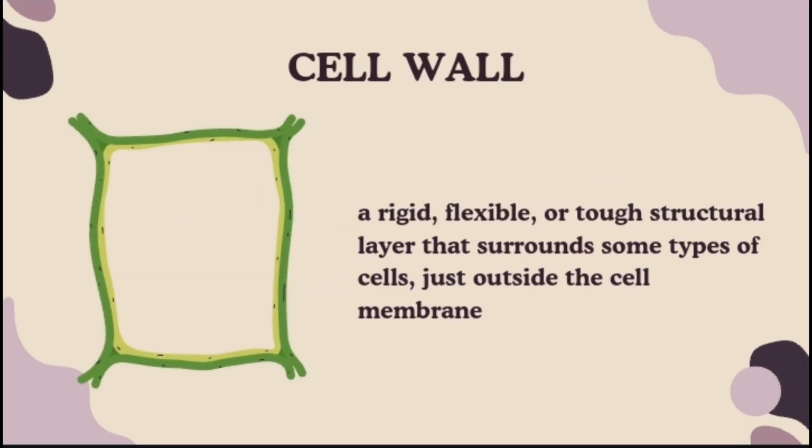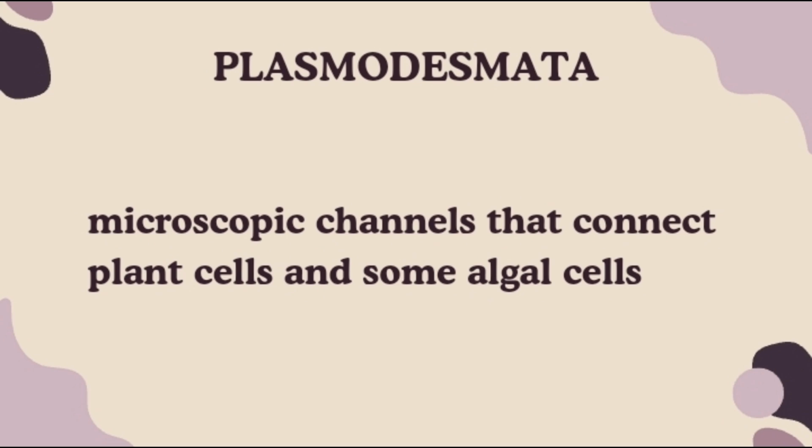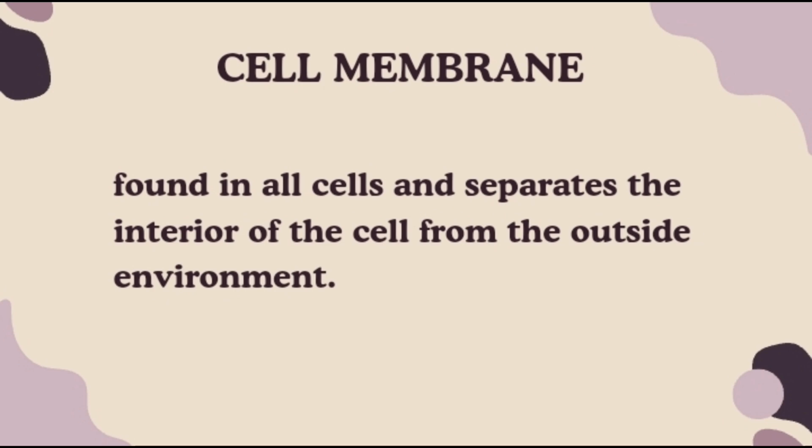The next one is the cell wall. The cell wall helps in protecting the plasma membrane and plays a vital role in supporting and protecting the cell. Followed by the plasmodesmata. The plasmodesmata is a channel through the cell wall that allows molecules and substances to move back and forth as needed. The next one is the cell membrane.